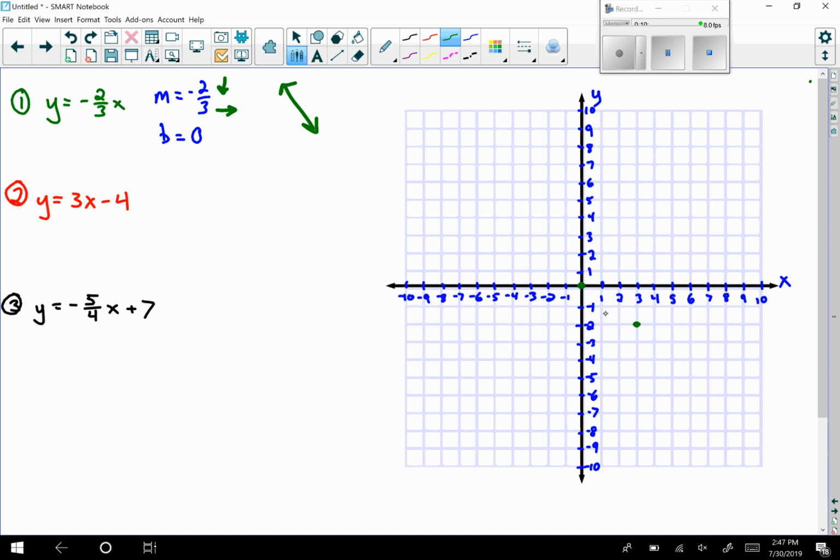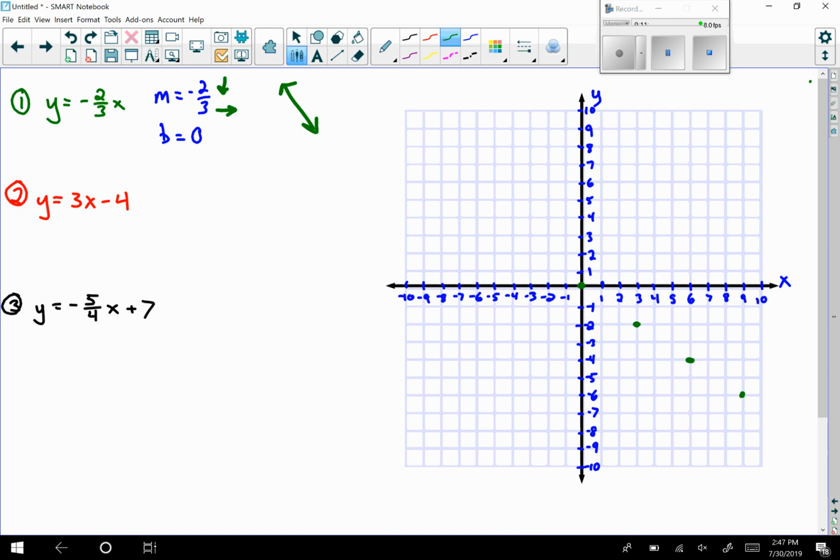And then if you notice, if I were to just connect these 2 points, look at that downhill direction from left to right. I'm going to continue again. I'm going to go down 2 squares and then 3 to the right, make another point. I can continue this until I run out of graph paper.